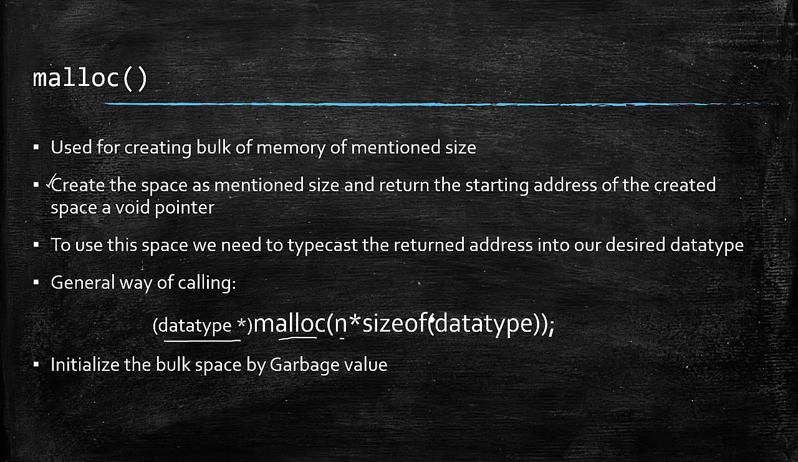So it will create a bulk space of n into size of data type. The size of data type is 4, so it will create n into 4 bytes of space as a block. Now it initializes that bulk space with a garbage value. So it does not initialize the space with 0. So let us take an example and see how it is working.